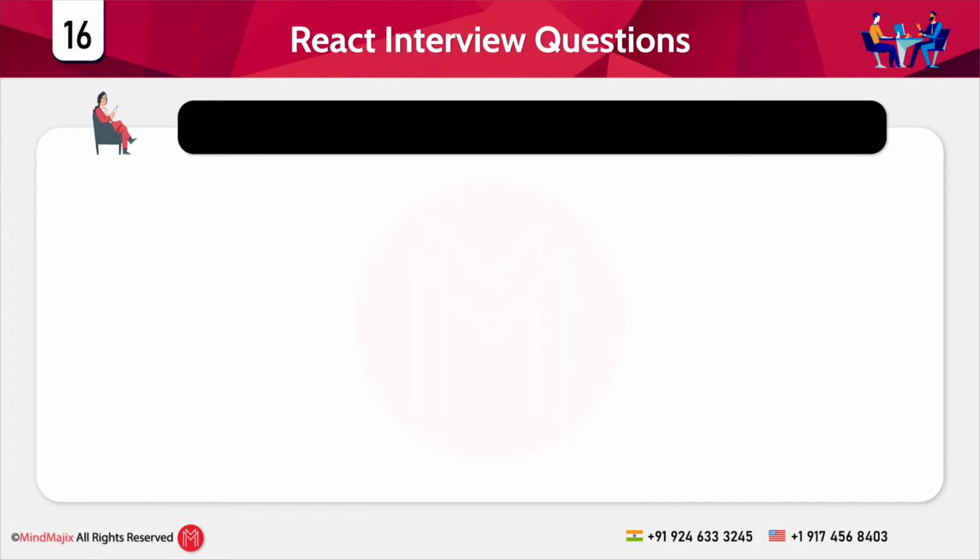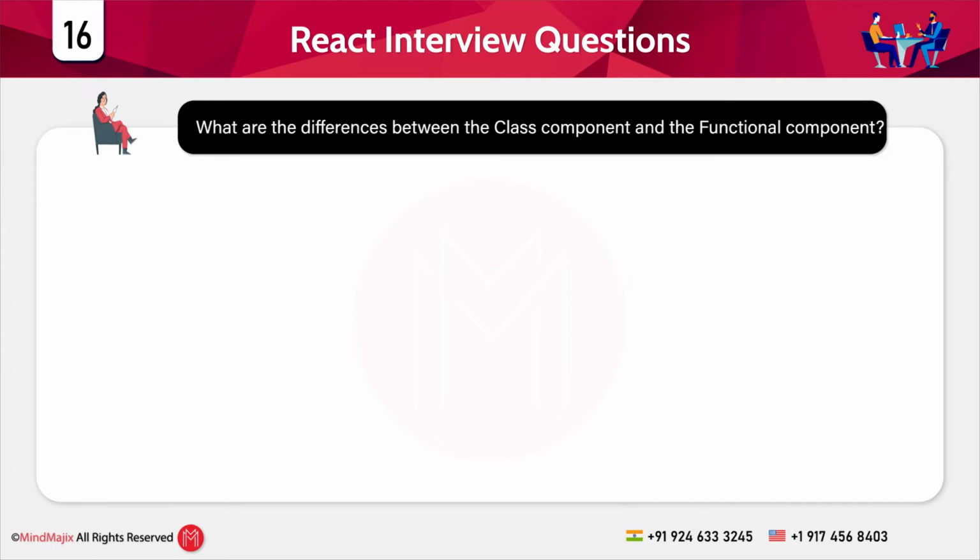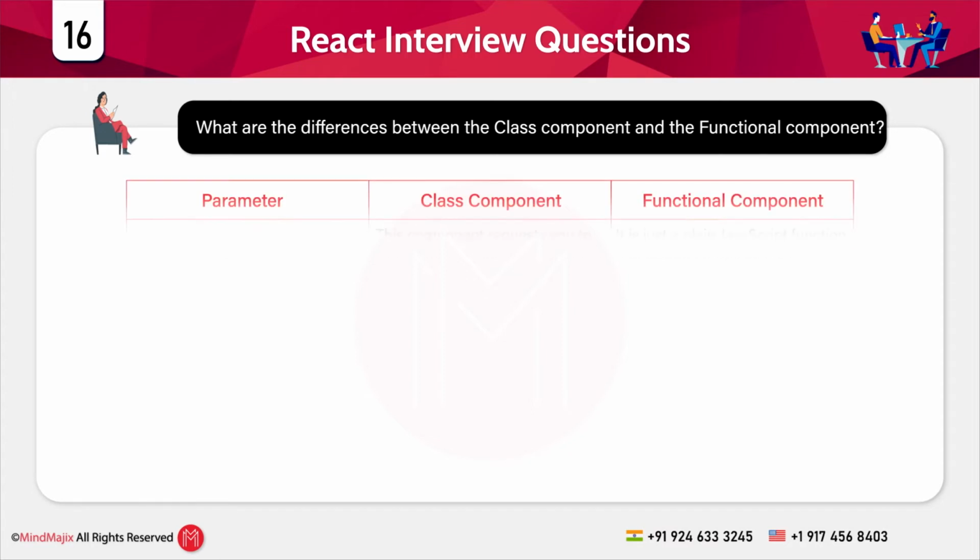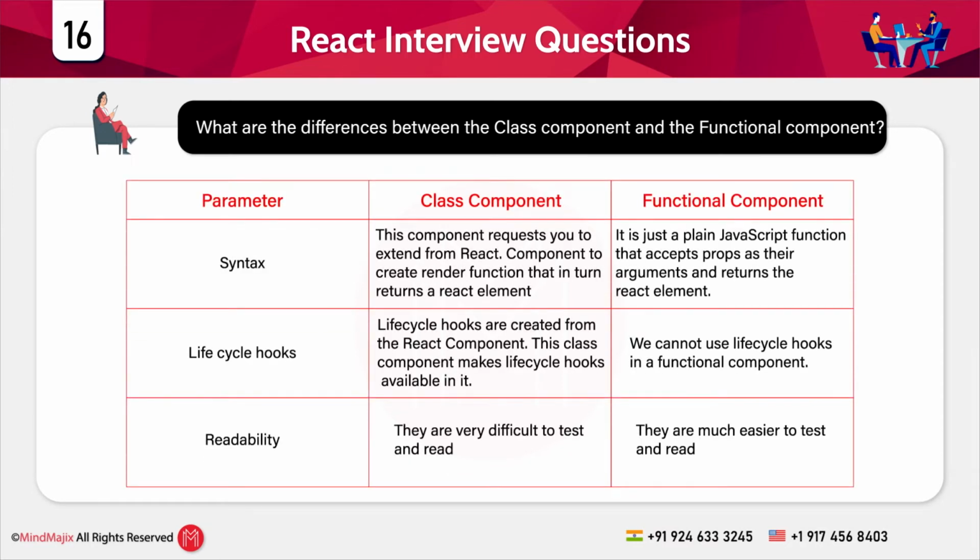The next important question is, what are the differences between the class component and the functional component? As discussed earlier, whenever you are asked what is the difference between this and that, you take a piece of paper and make two columns. In this case, the first column is for class component and the second one is for functional component. And the first column over here is the points of comparison, or you can say the parameter. The first point of comparison is the syntax. In case of a class component, it requires you to extend from React.